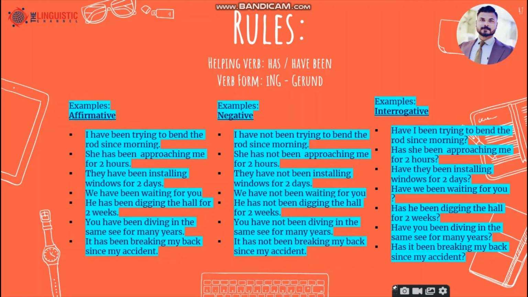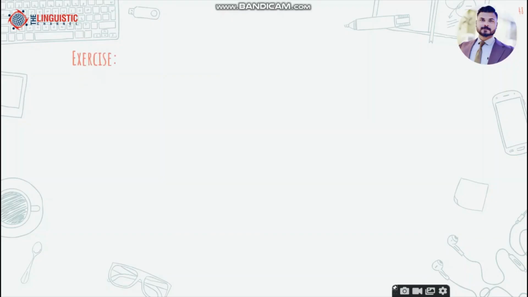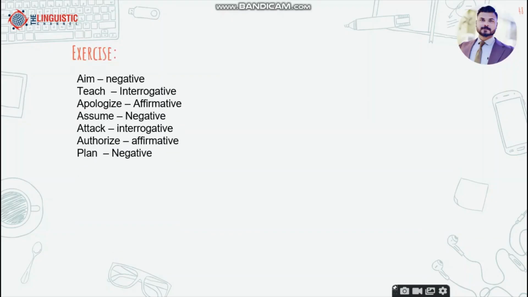Now the other examples with he, she, it, or we, you, they. So the second example is, she has been approaching me for 2 hours. Negative, she has not been approaching me for 2 hours. And interrogative, has she been approaching me for 2 hours? So I expect that you have understood how to use present perfect continuous tense. So let's move ahead for an exercise.